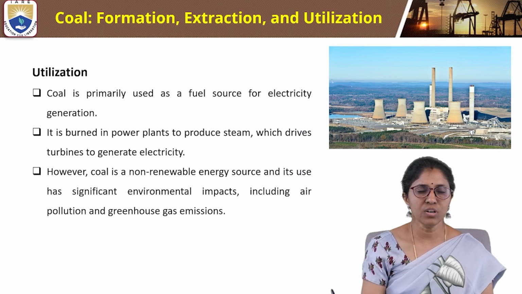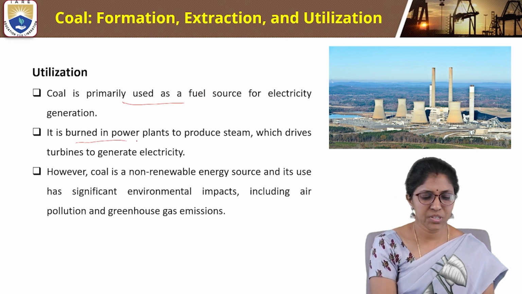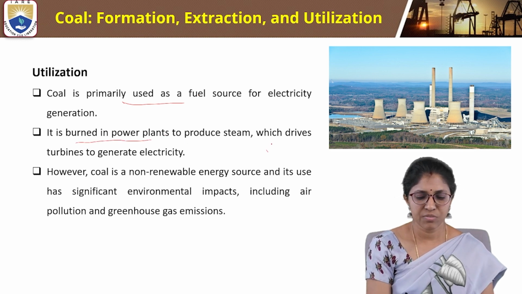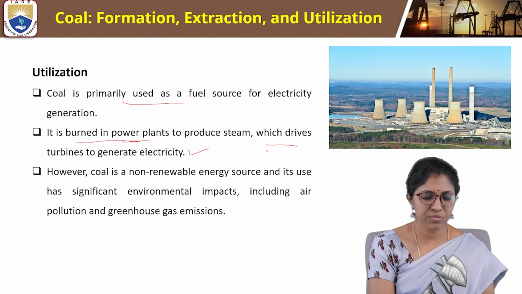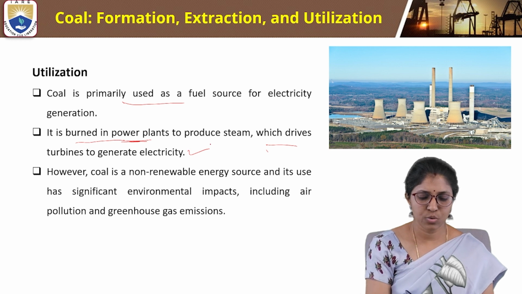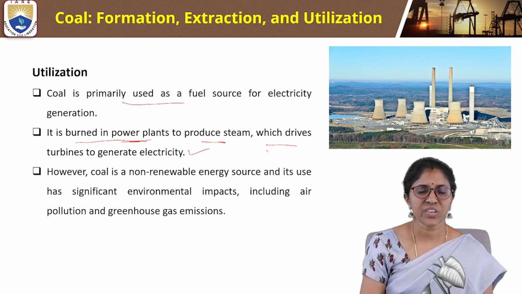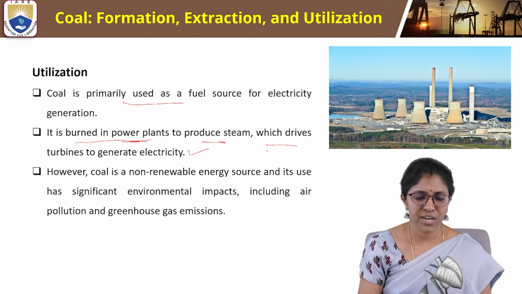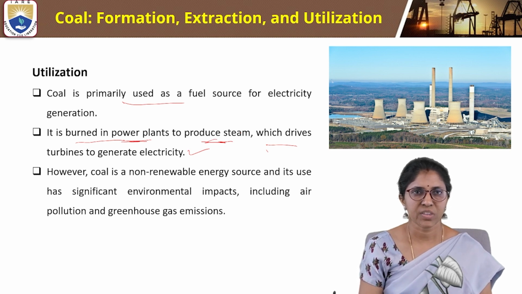Here, the utilization of coal. Coal is primarily used as a fuel source for electricity generation. It is burned in power plants to produce steam, which drives turbines to generate electricity. Coal is burned to produce heat energy, and this heat energy is used for the conversion of water to steam. Finally, the steam drives the turbines to generate electricity.